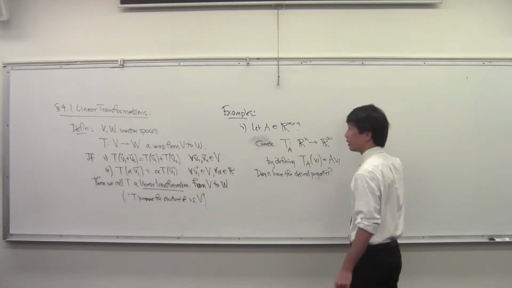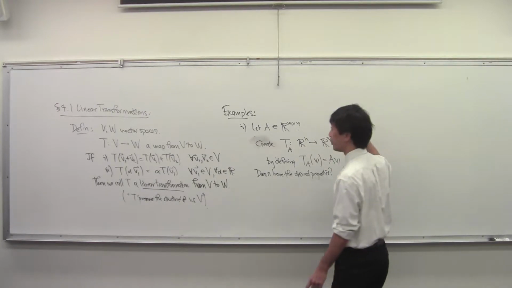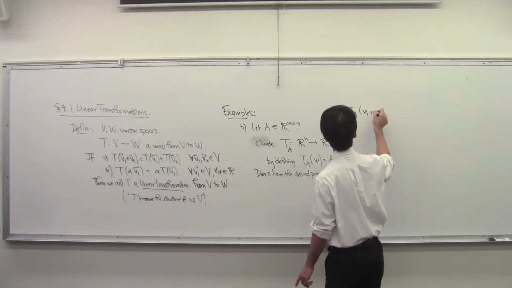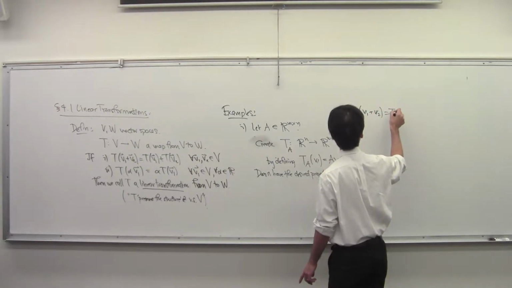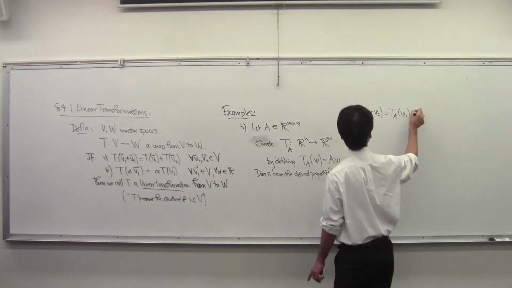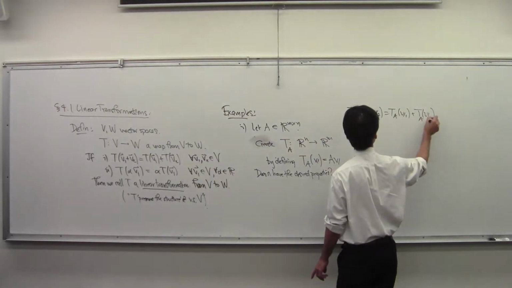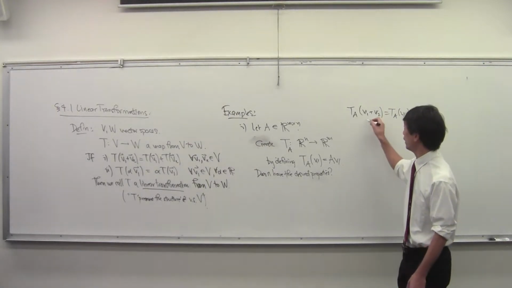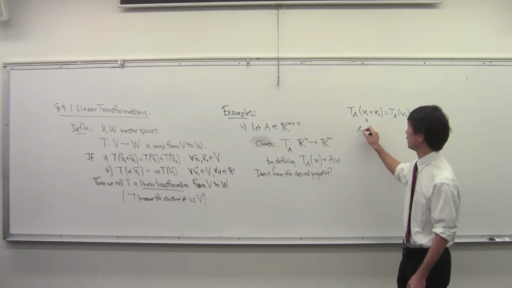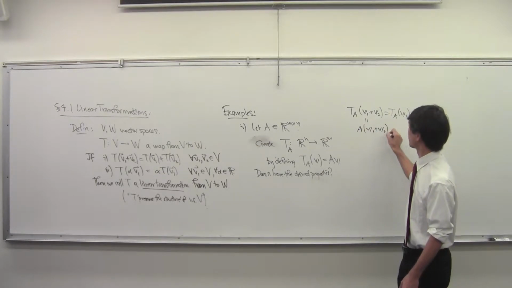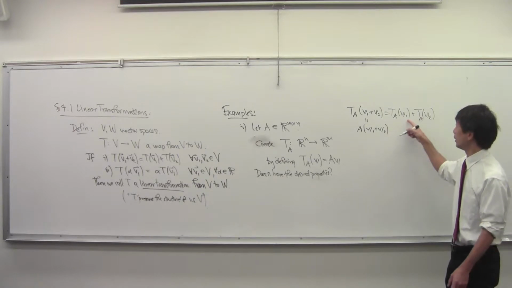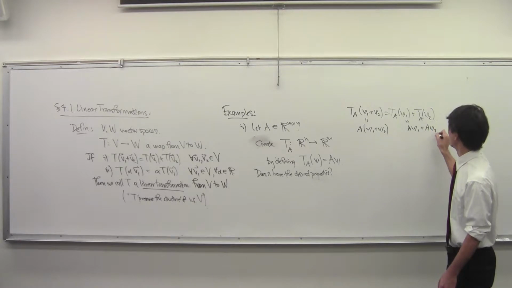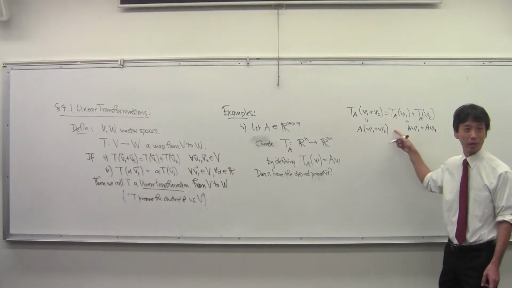Okay, so let's think. The first property we wanted to have is that T of V1 plus V2 should be T of V1 plus T of V2. Is that true? Does it have that property? Well, what's T of V1 plus V2? Well, that's A times V1 plus V2, and over here we have A of V1 plus A of V2. Does A of V1 plus V2 equal A of V1 plus A of V2?